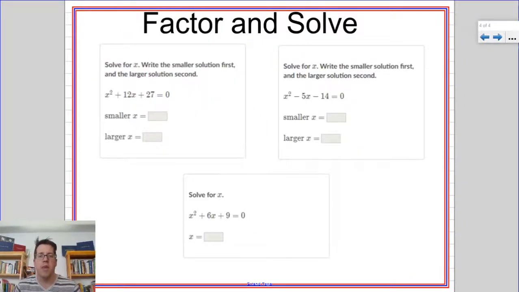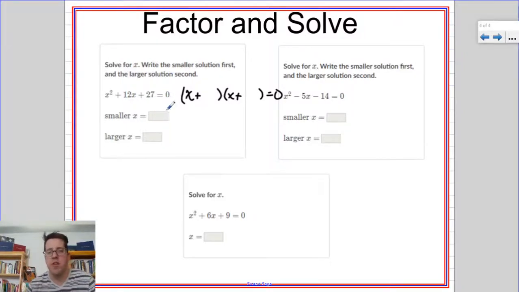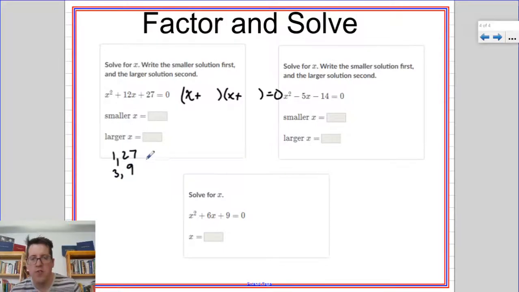So you'll have some Khan Academy problems that look like this. I want to remind you some things about factoring. So if you see all pluses in your equation, that has to factor to x plus and x plus. So what multiplies to make 27 and adds to make 12? Well, things that multiply to make 27 are 1 and 27 and 3 and 9. Do any of those add to make 12? Sure, 3 and 9. So x plus 3, x plus 9.